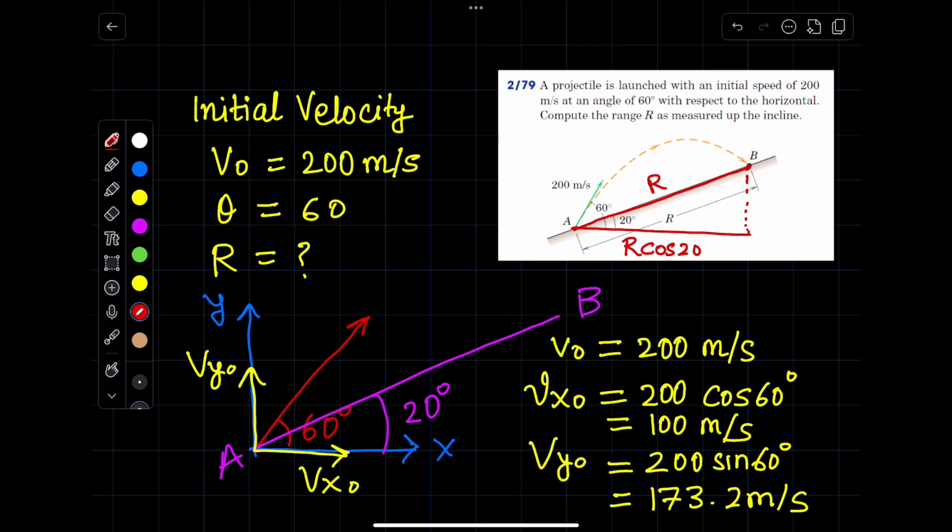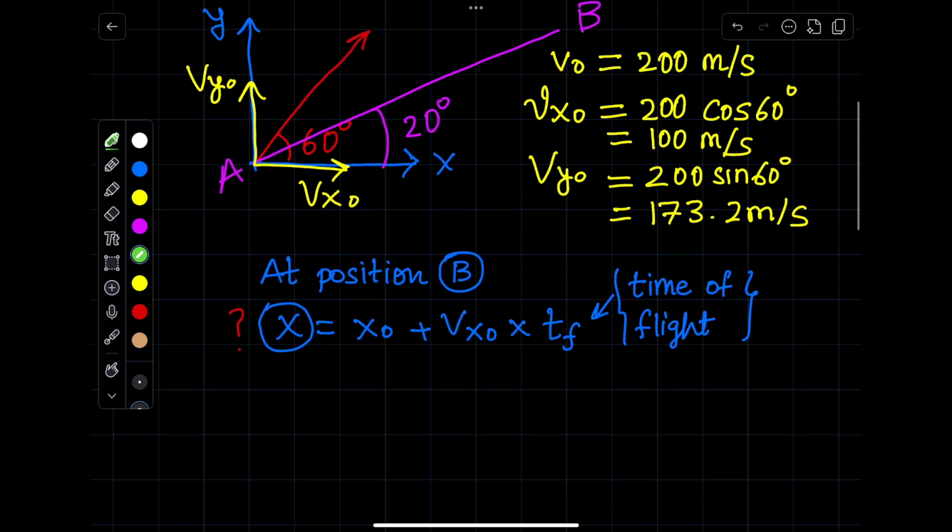Yes, it is very easy. We know the angle is 20 degree. So we can write x is what? R cos 20. And similarly, y distance will be R sin 20. So we took the components of R here.